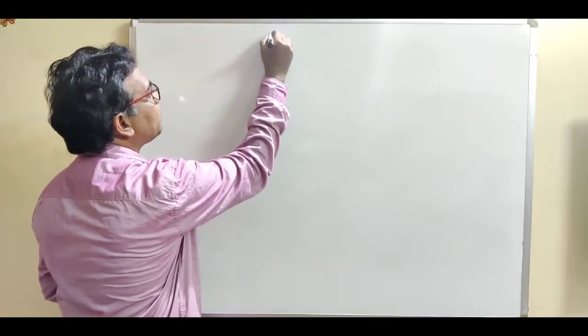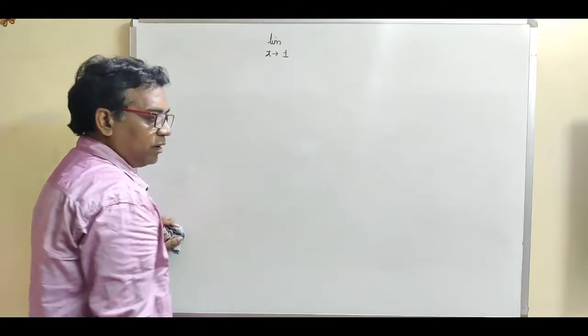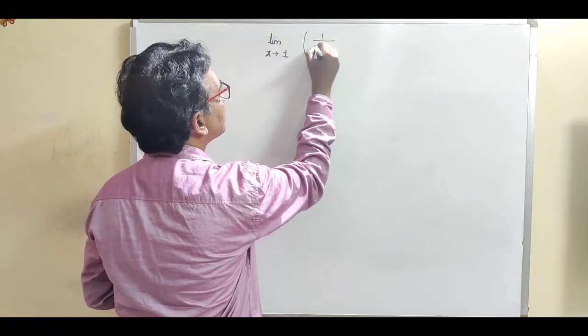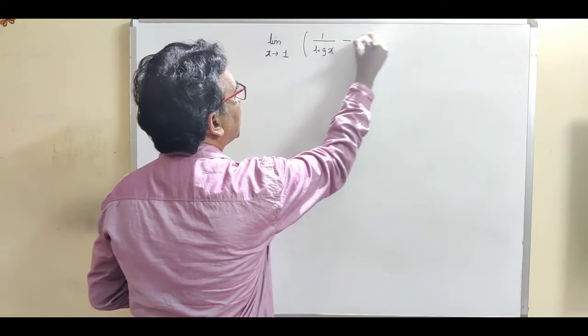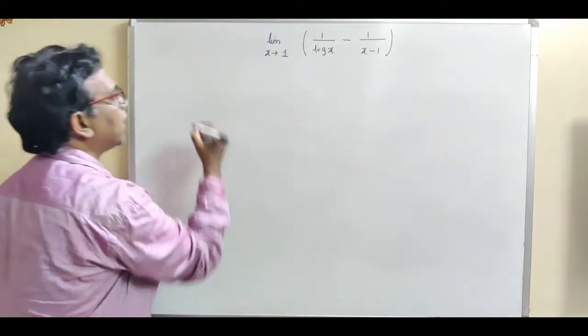Write down the second example. Evaluate limit x tends to 1, 1 upon log x minus 1 upon x minus 1.